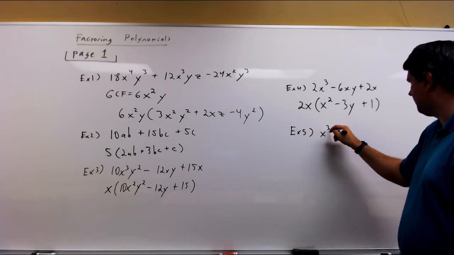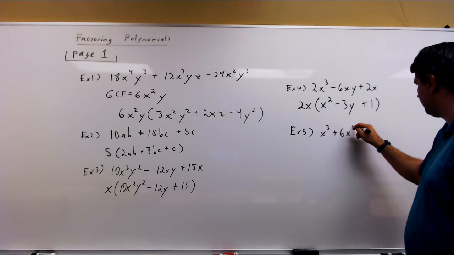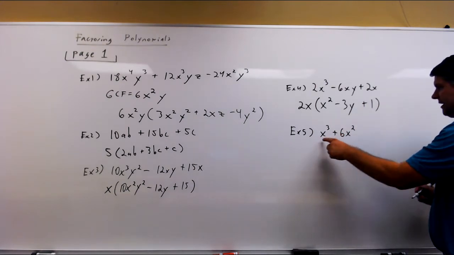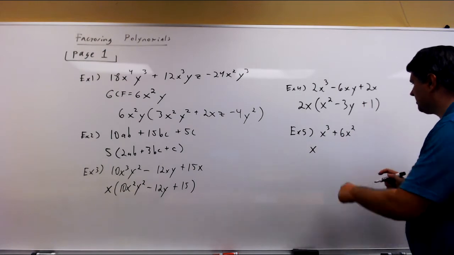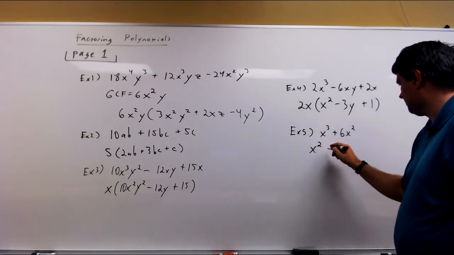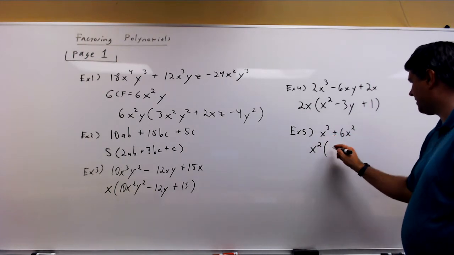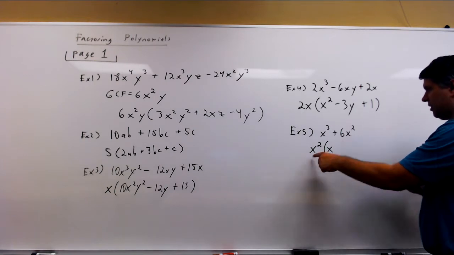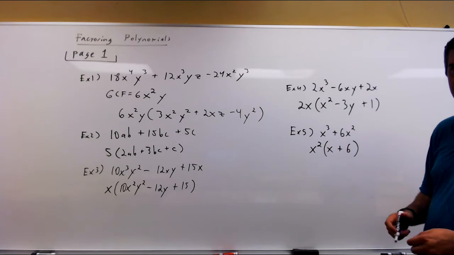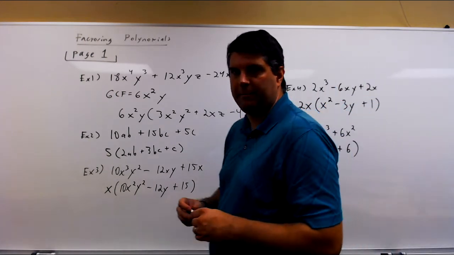x cubed plus 6x squared. They both have x squareds. They both have an x in them, and the lowest appearing power of x is x squared. All right, so x cubed divided by x squared is x. 6x squared divided by x squared is just 6. All right, and I am going to move on to grouping.